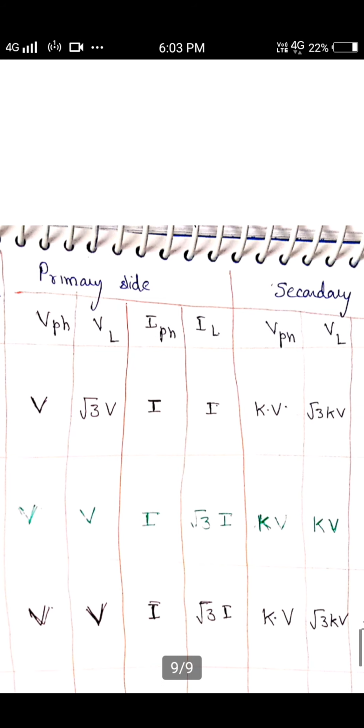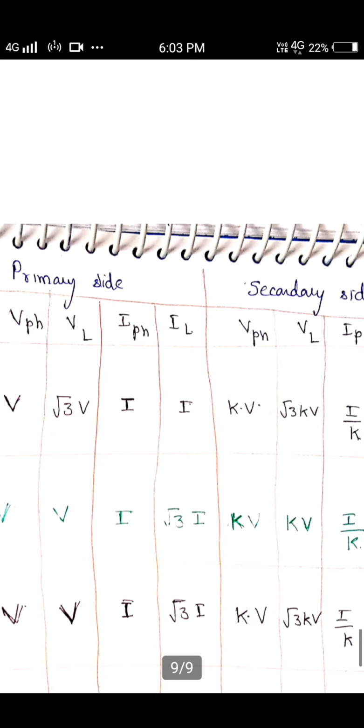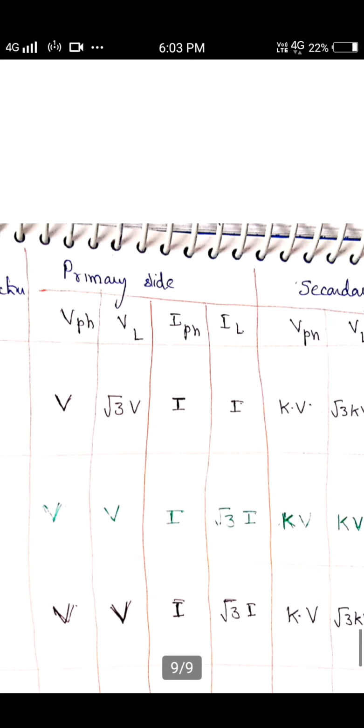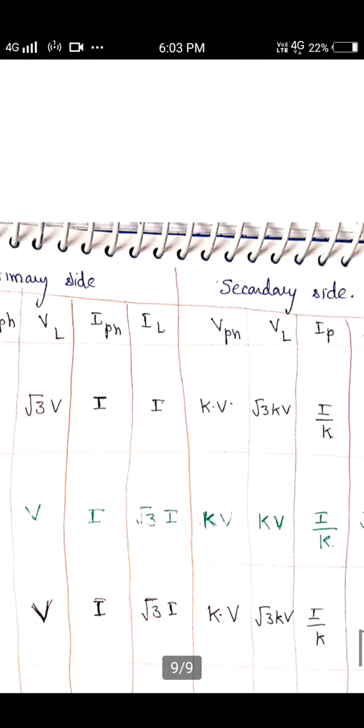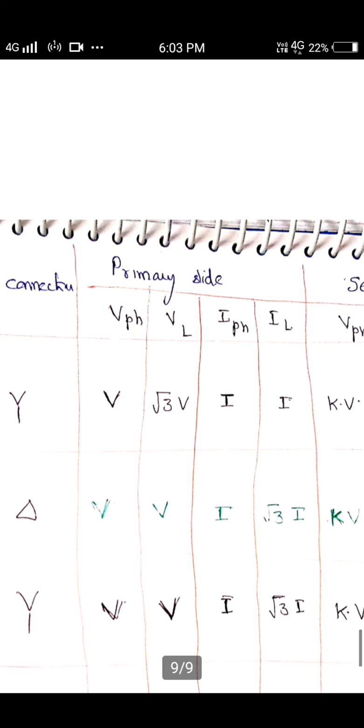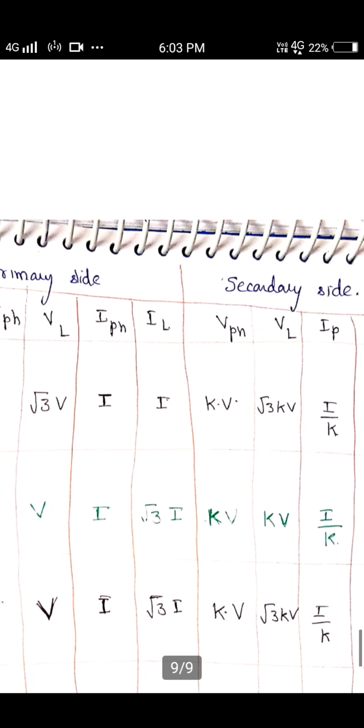See here, only the phase voltage will transfer, as we discussed. So the secondary side phase voltage is equal to K into V. Why? Because V2 is equal to K into V1, K into the primary voltage. The secondary side connection is also star, hence what is the line voltage? Root 3 into K into V. Here the primary current we assumed as I, phase current I.